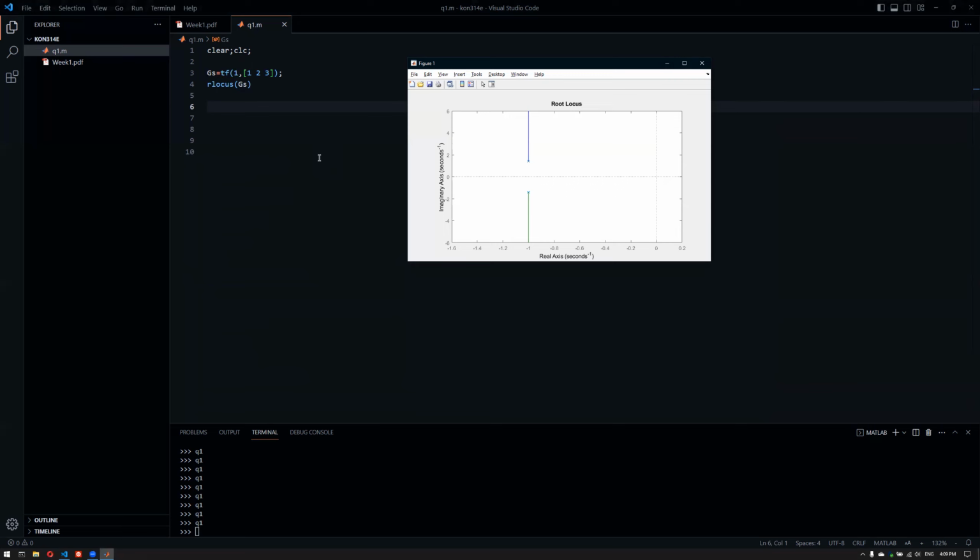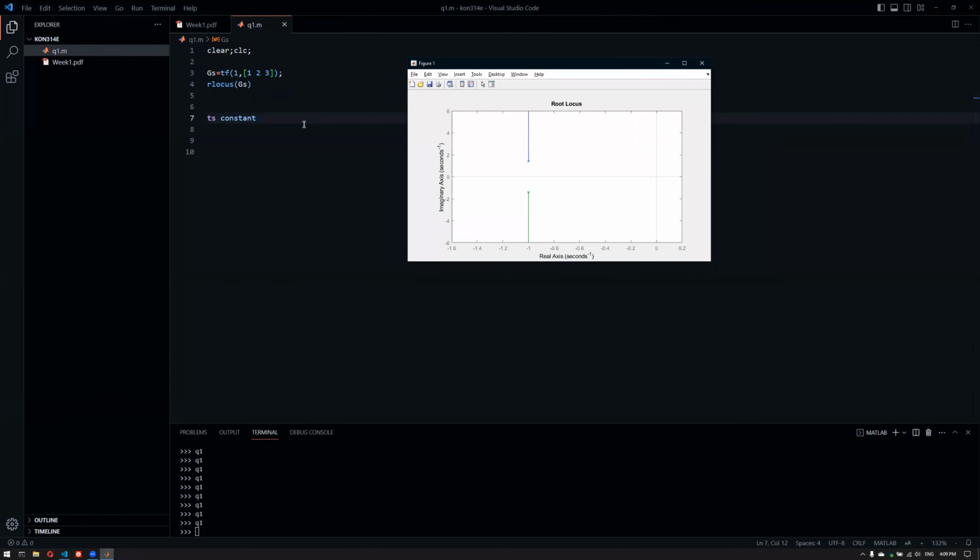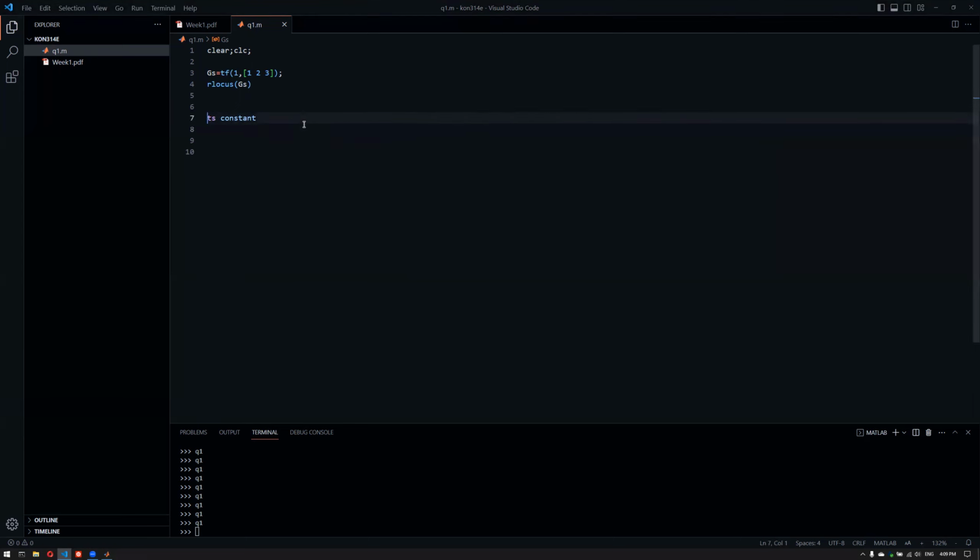So that's one thing that I can say, TS is constant. And I'm going to show you that. I can also conclude, just by looking at this root-locus plot, that when I increase the gain value, the overshoot or the oscillations of the step response will increase. So we will have more oscillating responses and the overshoot will increase. So let me first show you if it's the case.